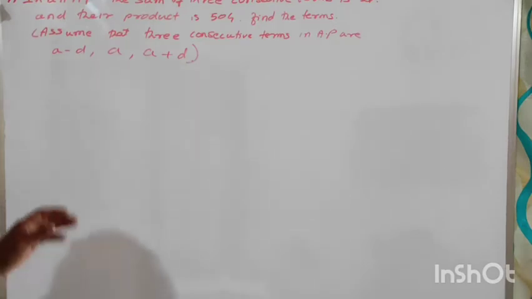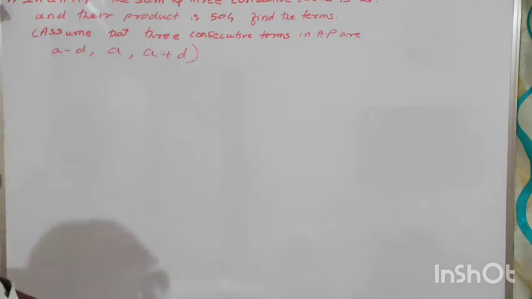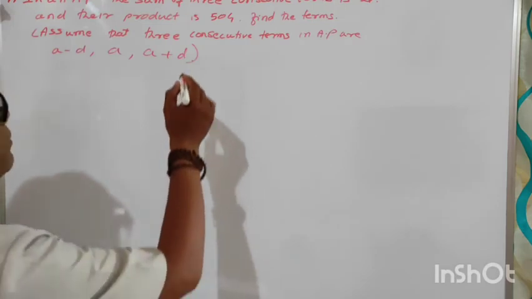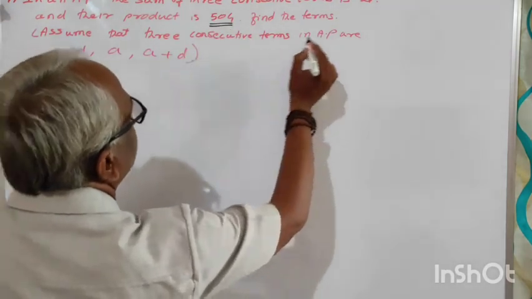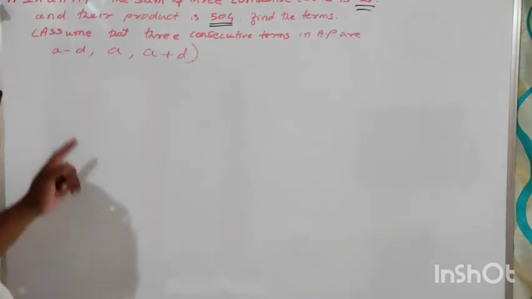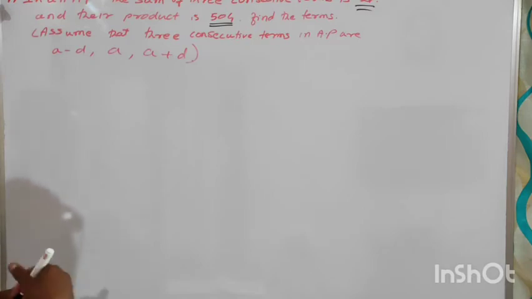Now 7th example. In an arithmetic progression, the sum of 3 consecutive terms is 27 and their product is 504. Then find the terms. He had told, assuming that the three consecutive terms in arithmetic progression are.